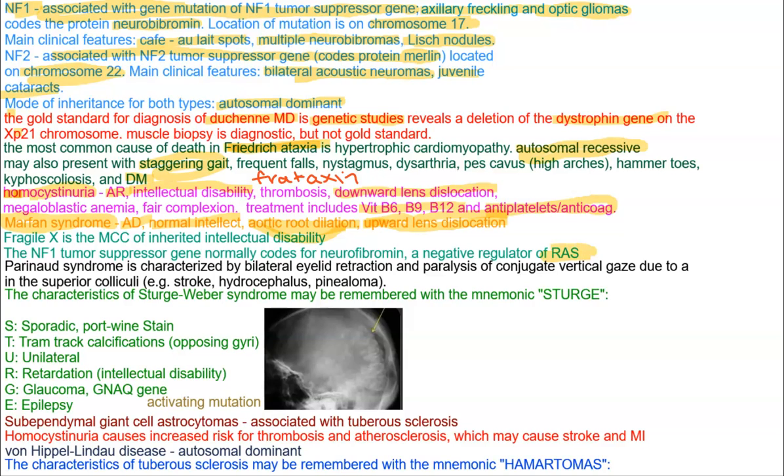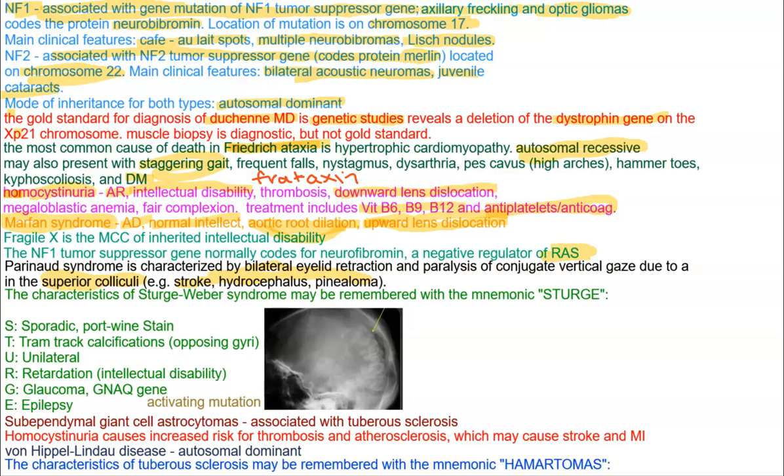Parinaud syndrome is characterized by bilateral eyelid retraction and paralysis of conjugate vertical gaze due to a lesion in the superior colliculi. So remember, if the superior colliculi gets damaged somehow, whether it's a stroke, hydrocephalus, or pinealoma, then that's going to result in Parinaud syndrome. So remember that conjugate vertical gaze, so they have that thing where they can't really move their eye properly, so they're going to have that paralysis of conjugate vertical gaze, and then bilateral eyelid retraction.